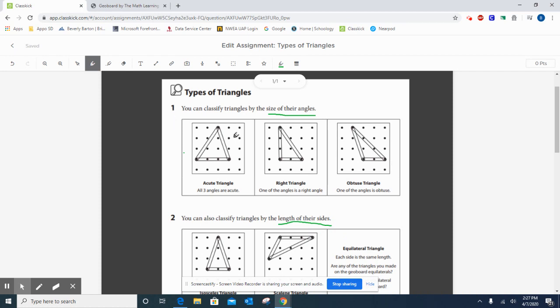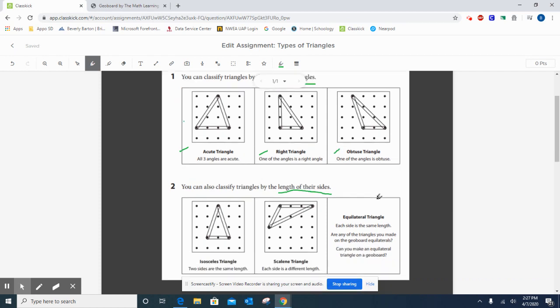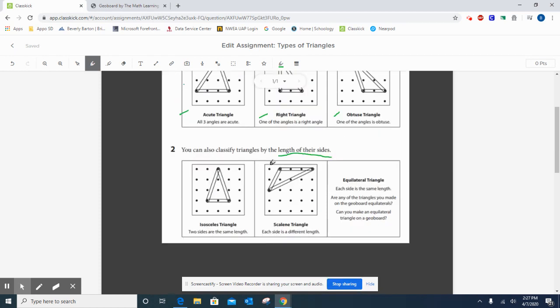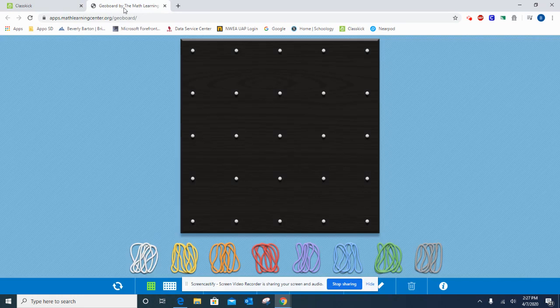You can see here, we have three different names for triangles based on the size of their angles: an acute triangle, a right triangle, and an obtuse triangle. Then we'll look at triangles based on the length of their sides: an isosceles triangle, a scalene triangle, and an equilateral triangle. So now go into your Schoology account and find the geoboard.